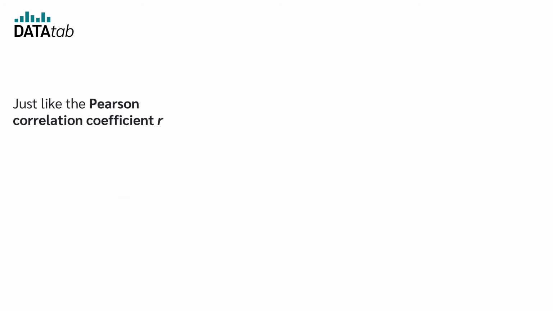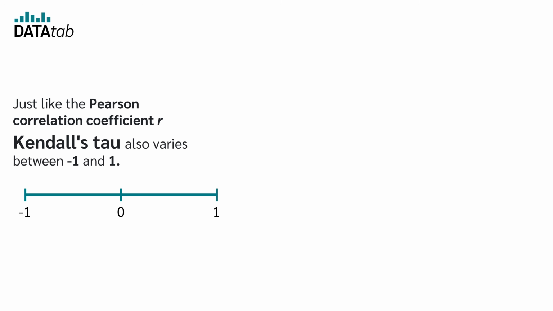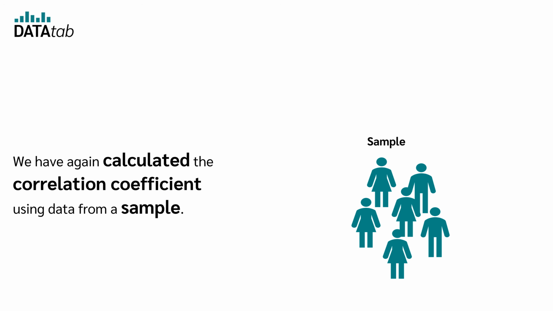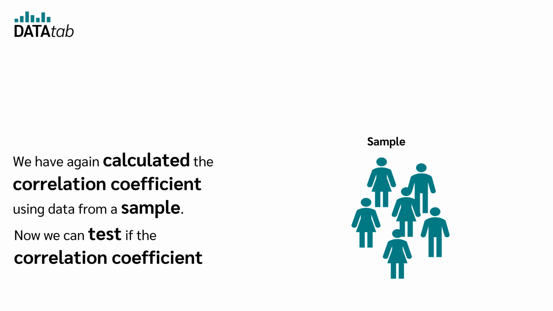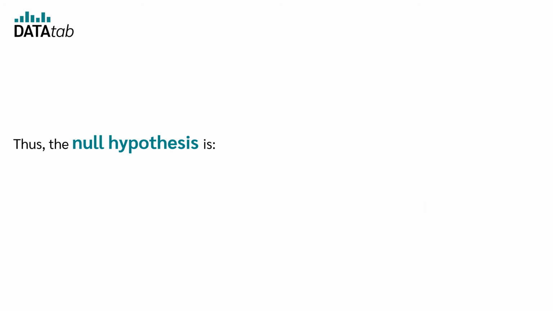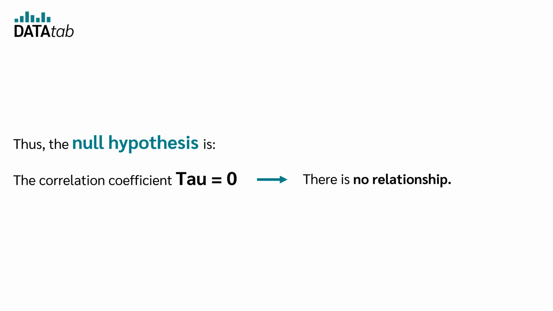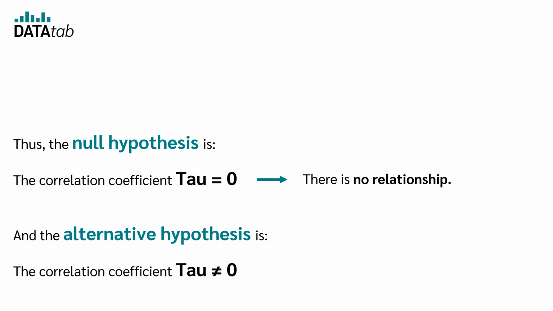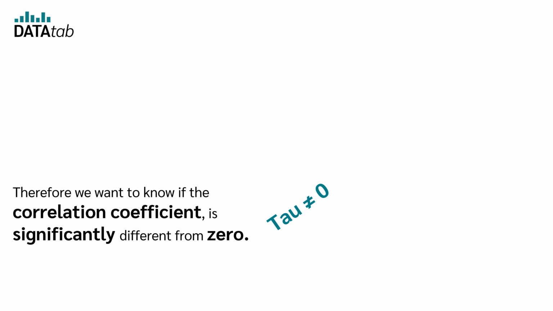Just like the Pearson correlation coefficient r, Kendall's Tau also varies between -1 and +1. We have again calculated the correlation coefficient using data from a sample. Now we can test if the correlation coefficient is significantly different from 0. Thus, the null hypothesis is that the correlation coefficient tau is equal to 0, there is no relationship. And the alternative hypothesis is that tau is unequal to 0, there is a relationship. Therefore, we want to know if the correlation coefficient is significantly different from 0.